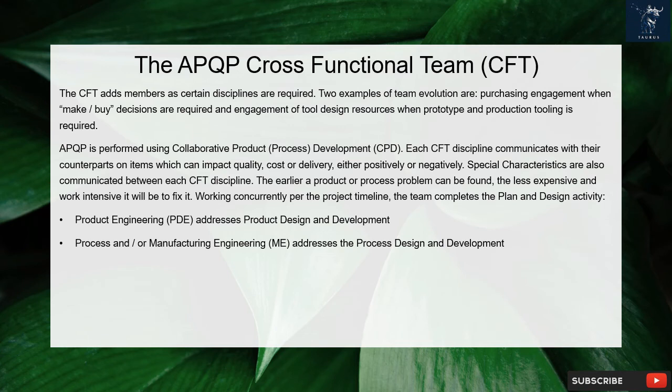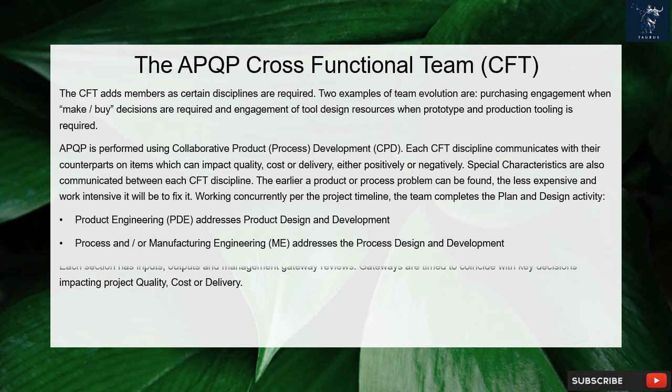Working concurrently for the project timeline, the team completes the plan and design activity. Product engineering (PDE) addresses product design and development process, and/or manufacturing engineering (ME) addresses the process design and development. Each section has inputs, outputs and management gateway reviews. Gateways are timed to coincide with key decisions impacting project quality, cost or delivery.